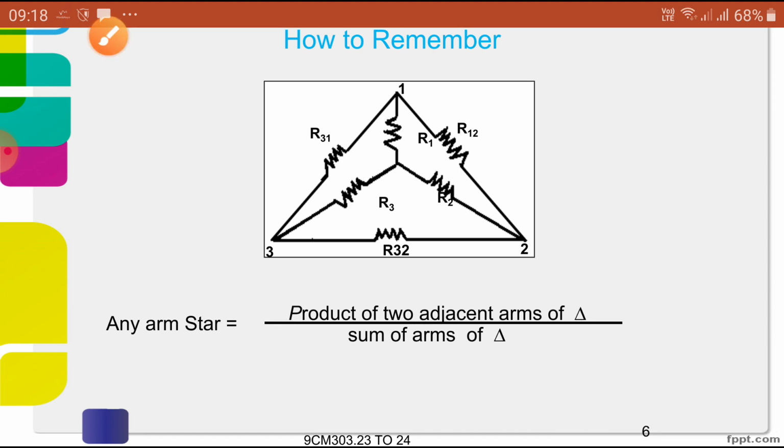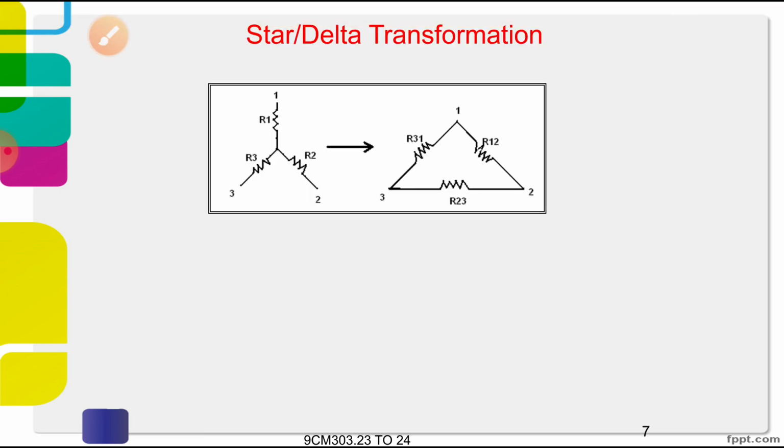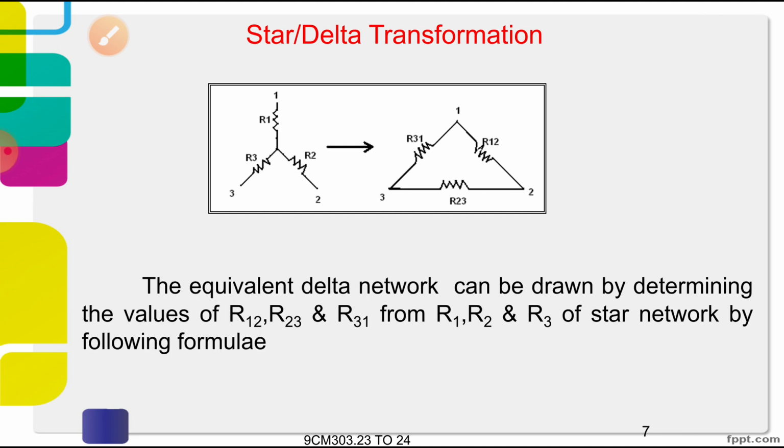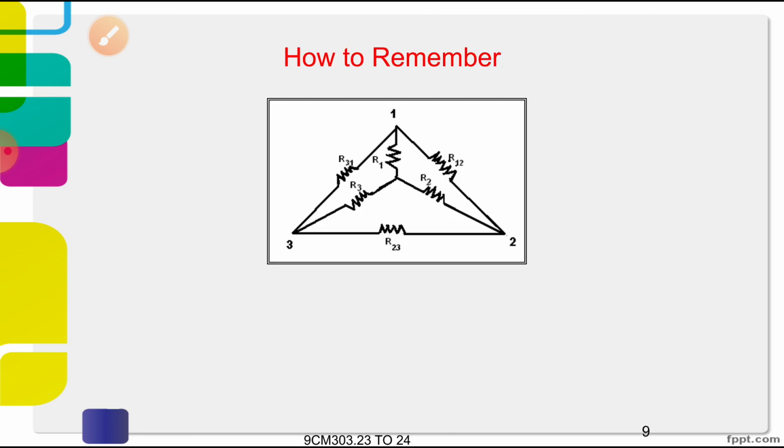Okay. Now if star is given, what to do? The star values are given, you are going to convert to the delta values. Same, the equivalent delta network can be drawn by determining the values of R12, R23 and R31 from the given star values R1, R2, R3 network. Then in this case, how are we going to remember? Same methods we are going to apply.